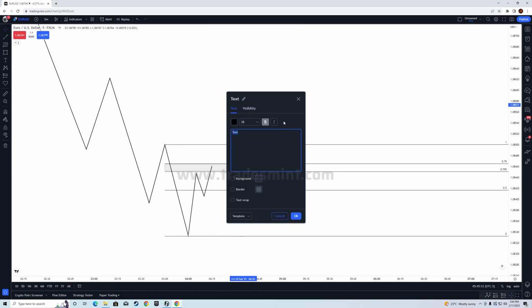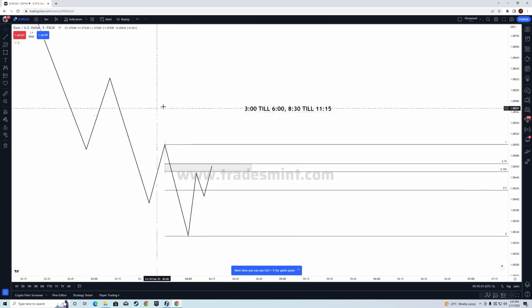The kill zone hours would be from 3 to 6. That is for the London session. And for New York, it's going to be 8:30 till 11:15. That is New York time. So this right here is the London session, and this is the New York session. So your entry must be between these hours, okay? That is a must.